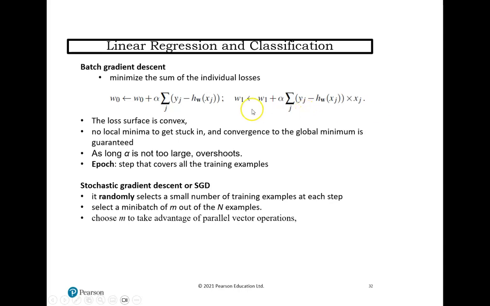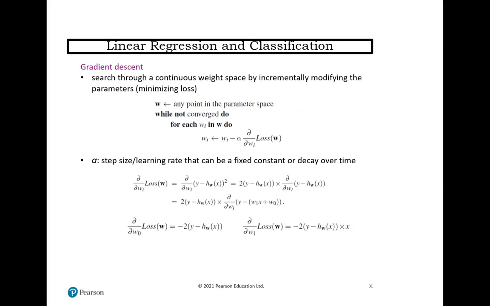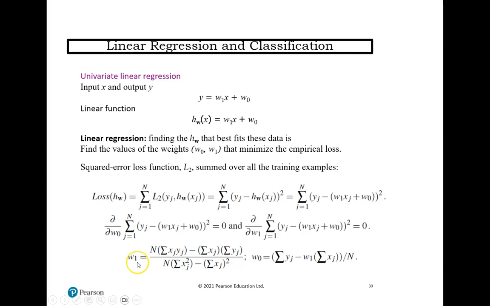So if the loss function is convex, meaning it has a global optimum and there are no local minima to get stuck in, and as long as alpha is not too large, so you're not going to overshoot, then this procedure is guaranteed to take you to the optimum values of W0 and W1 that we defined earlier using these two formulas right here.